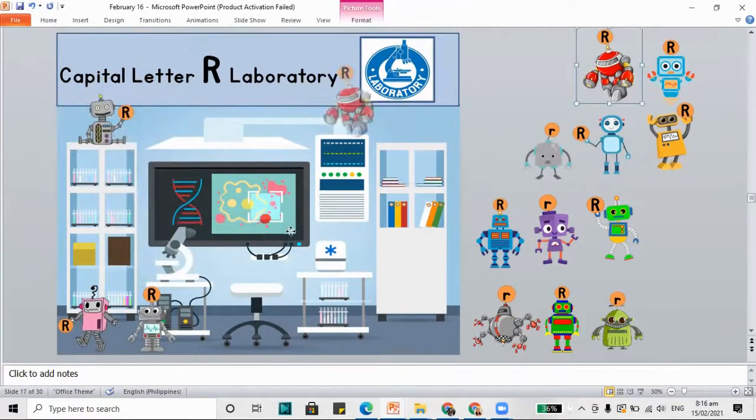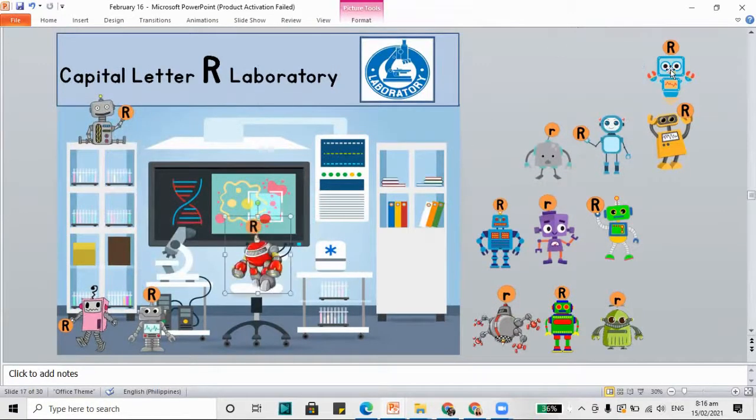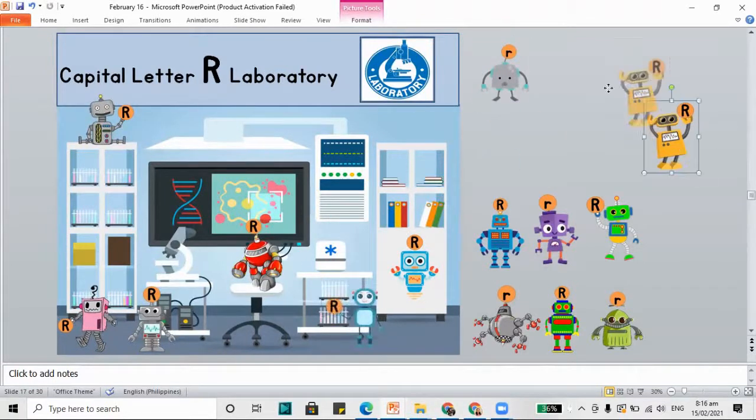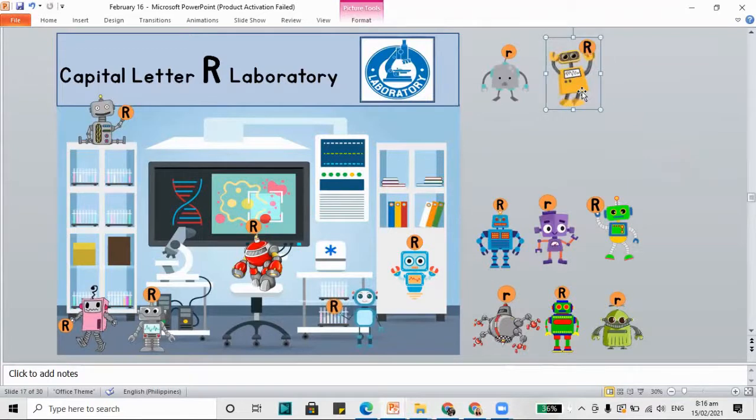We also have another one, capital R. This one is also capital R. This one, is this capital R? No, that's lowercase. This one is capital R. This one, this yellow robot, it has capital R. Let's put him in the lab.